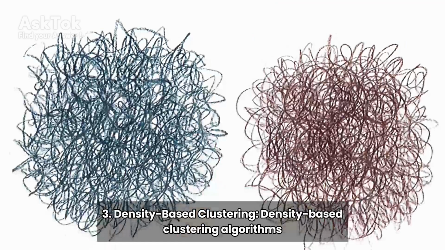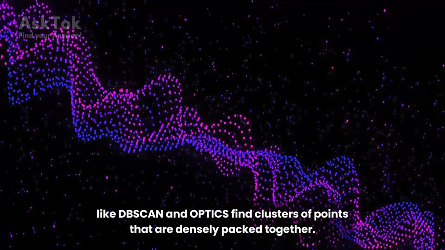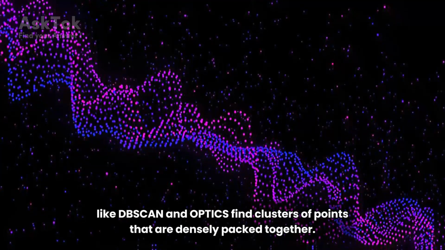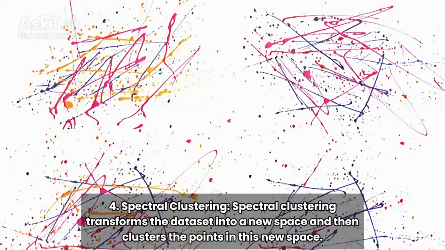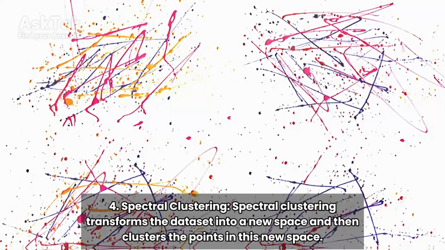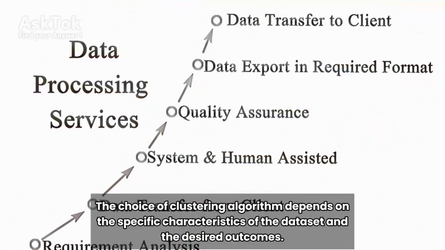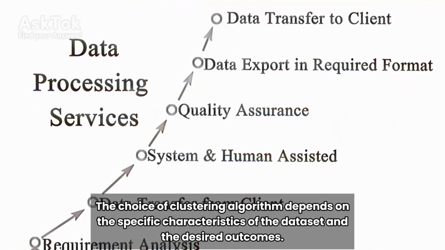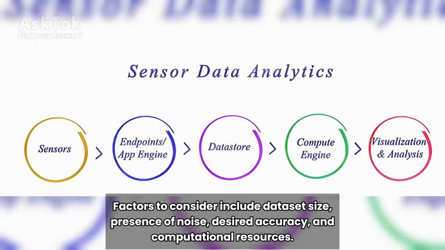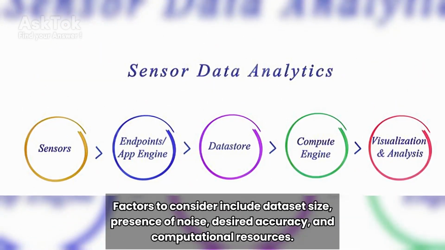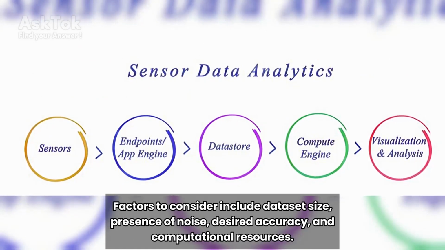3. Density-based clustering. Density-based clustering algorithms like DBSCAN and OPTICS find clusters of points that are densely packed together. 4. Spectral clustering. Spectral clustering transforms the dataset into a new space and then clusters the points in this new space. The choice of clustering algorithm depends on the specific characteristics of the dataset and the desired outcomes. Factors to consider include dataset size, presence of noise, desired accuracy, and computational resources.